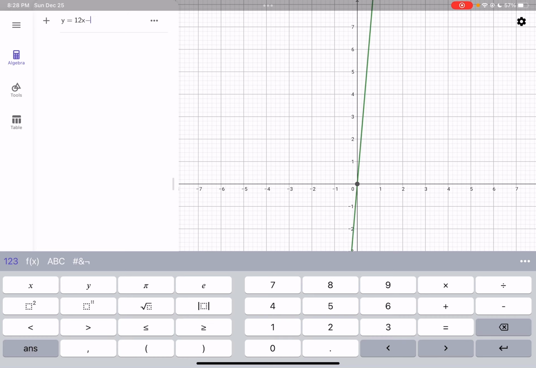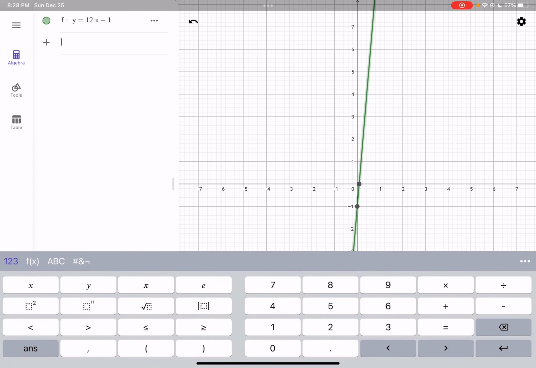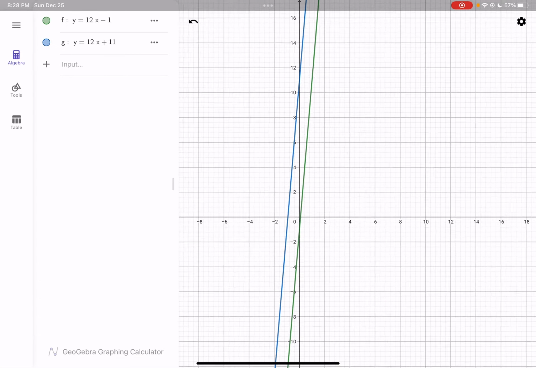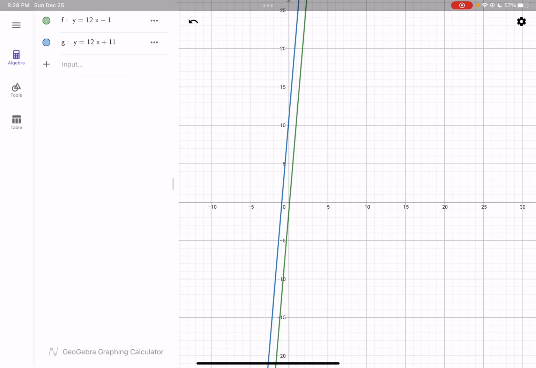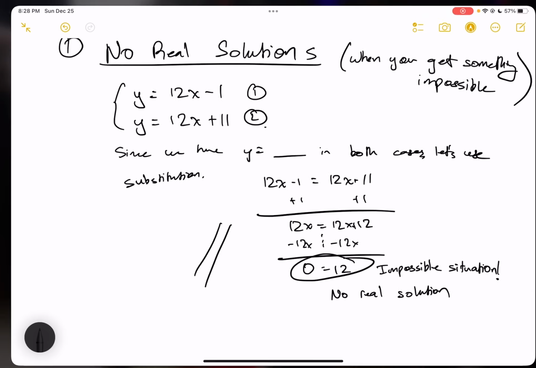12x minus 1, I believe I set that one to be. And the other one is y equals 12x plus 11. If I'm off by a little bit, it's still the same concept. Once again, they go on and on forever. These lines will never meet. There's no intersection point, so therefore there's no solution.